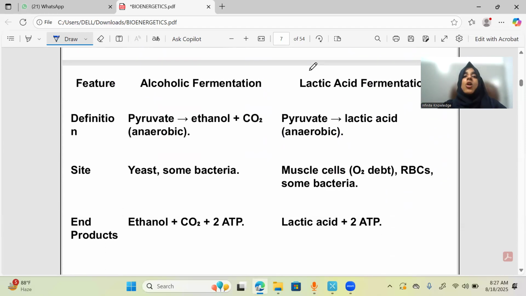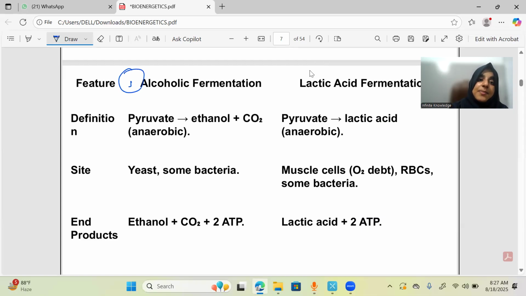All right, next we move on to anaerobic respiration. First, I'm focusing on anaerobic respiration. Why? Because this is a small topic. Aerobic respiration is a very vast topic, so we need to cover lots of things. That is why first let's cover anaerobic respiration. Now we are done with the introduction.